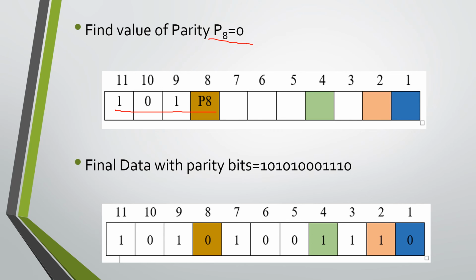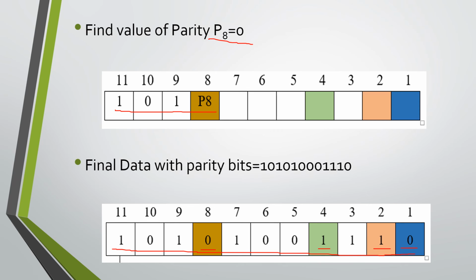So in this way we calculate the value of each parity bit, like P1 as 0, P2 as 1, P4 as 1 and P8 as 0. So this is the total data stream which we want to send from the sender to the receiver.